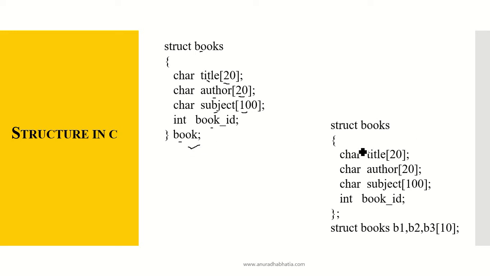The second way is struct books, with a similar declaration for the members: char title[20], char author[20], char subject[100], int book_id, and it ends with a semicolon over here. I can declare the structure variables later on: struct books B1, B2 and B3. You will see this can also be an array of structures, that is, in this I can store the details of 10 books at the same time.